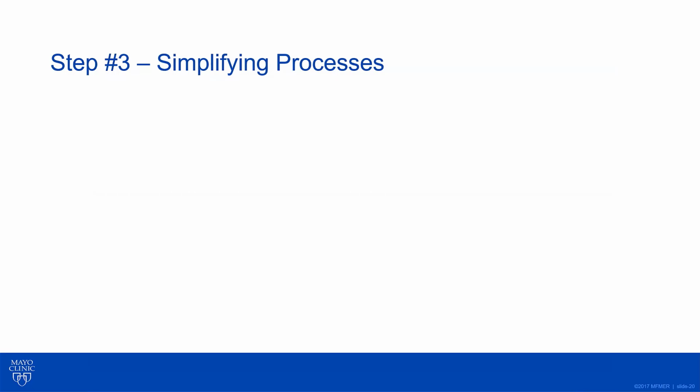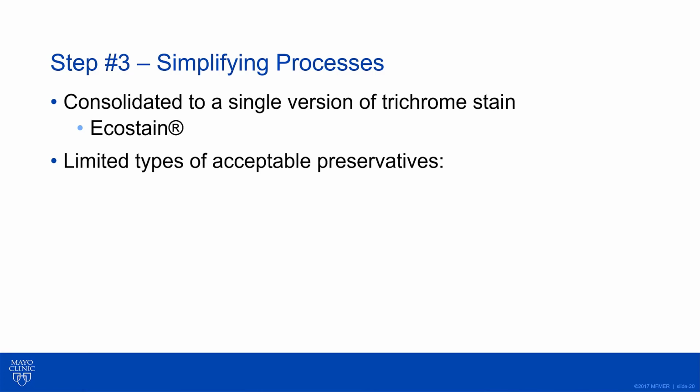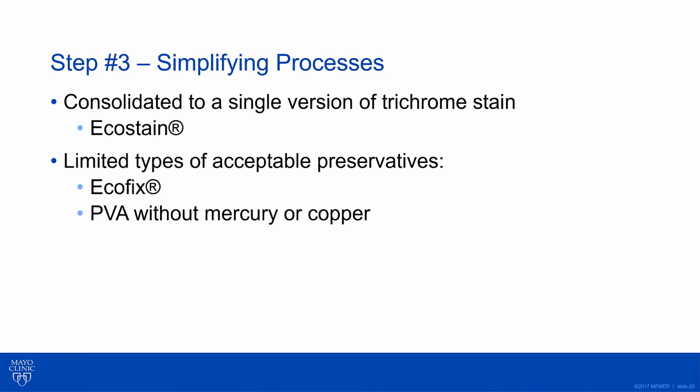We also used this as a very important time to simplify our processes. And we reevaluated our entire ova and parasite process and were able to identify a few areas we definitely could become more efficient and have a simplified workflow. We consolidated to a single version of a trichrome stain, which happens to be the Eco Stain, a commercially available product. We also limited the types of acceptable preservatives that worked best with the system, which are EcoFix, which we provide to all of our Mayo Clinic Laboratories customers, and then also PVA without mercury or copper. We used this as an opportunity to get rid of those toxic heavy metals that were in some of the fixatives we used to accept.